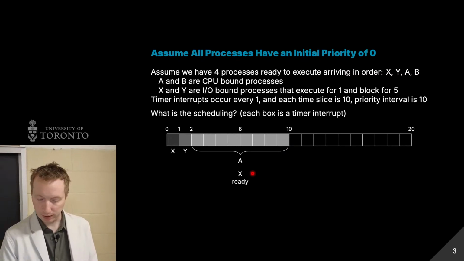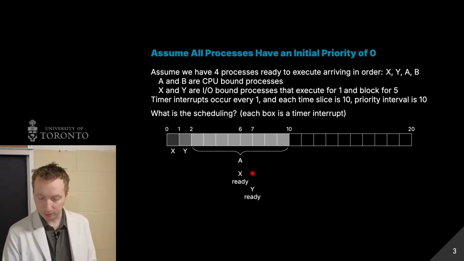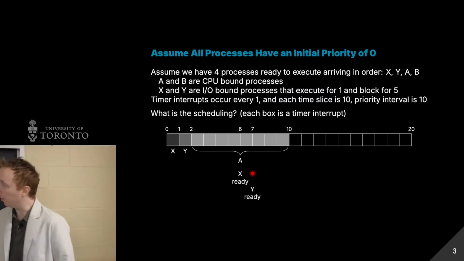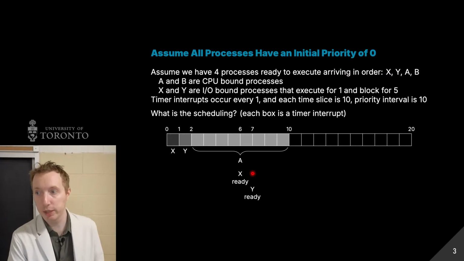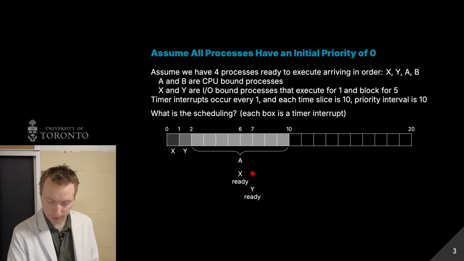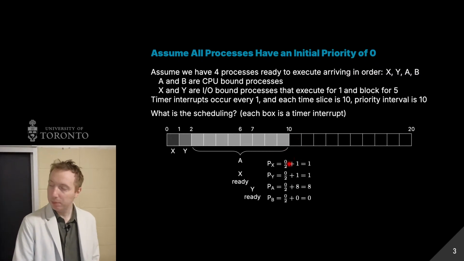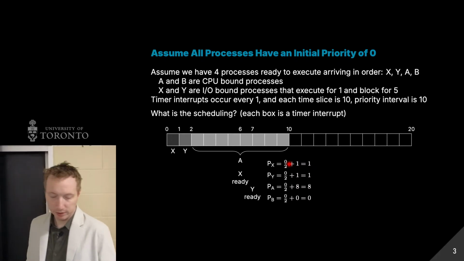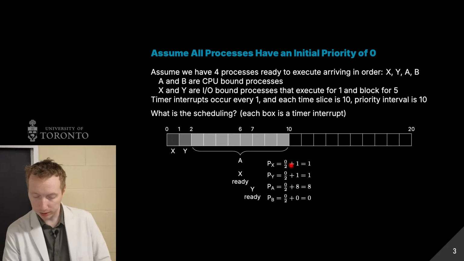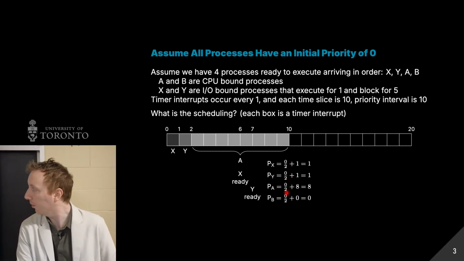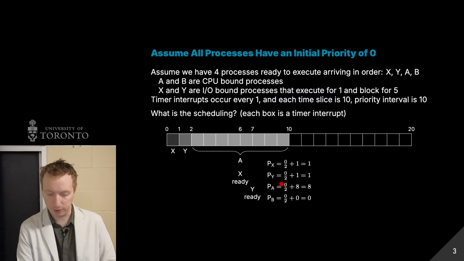So, like I said here, at time 6, X is ready, and at time 7, Y is ready, but we don't switch them because they do not have a higher priority or lower number than what is currently executing. So at time 10, we recompute the priorities. So we take their current priority, which is 0 for all of them, their initial priority, divide by 2, which is always going to be 0.